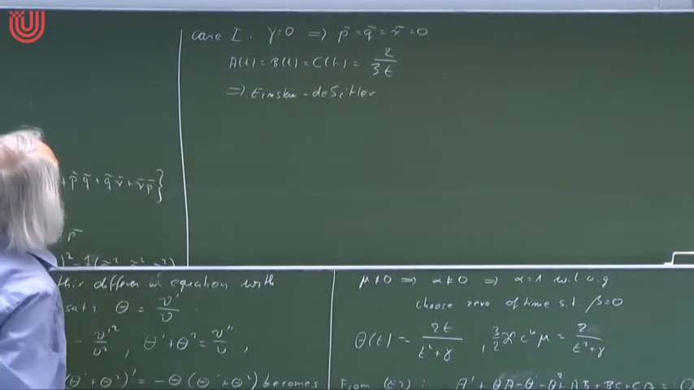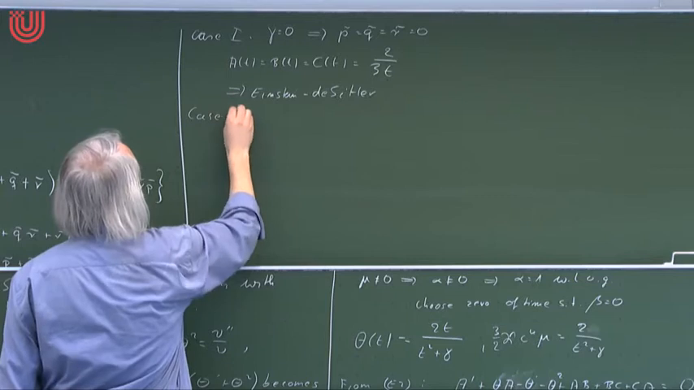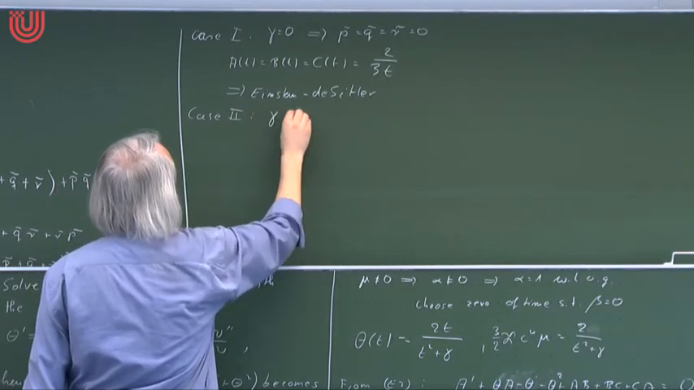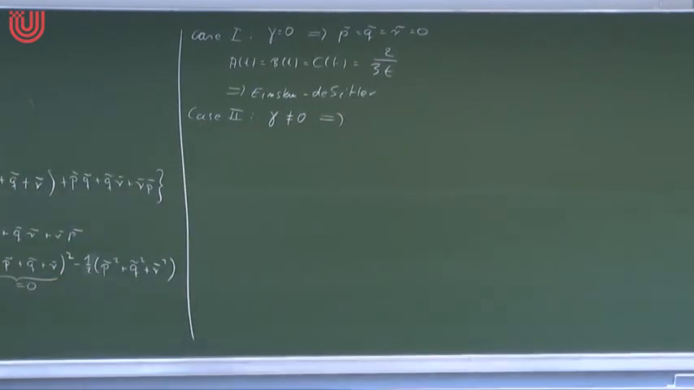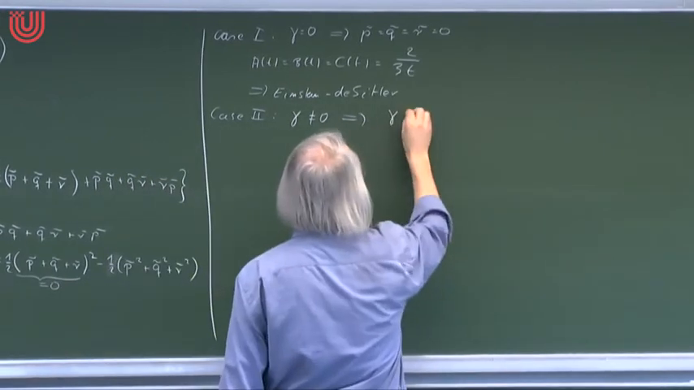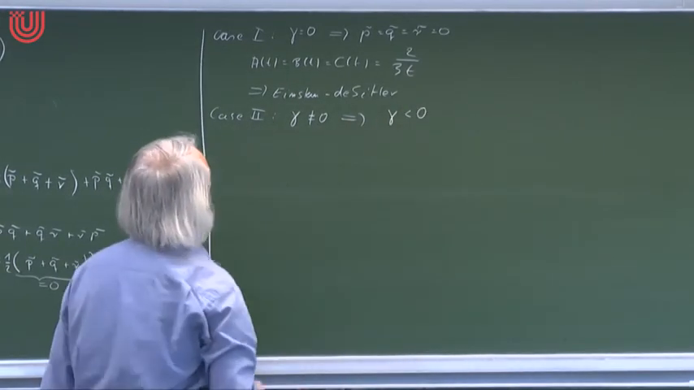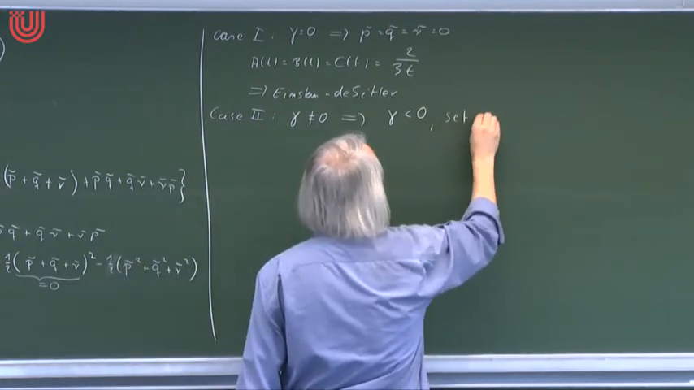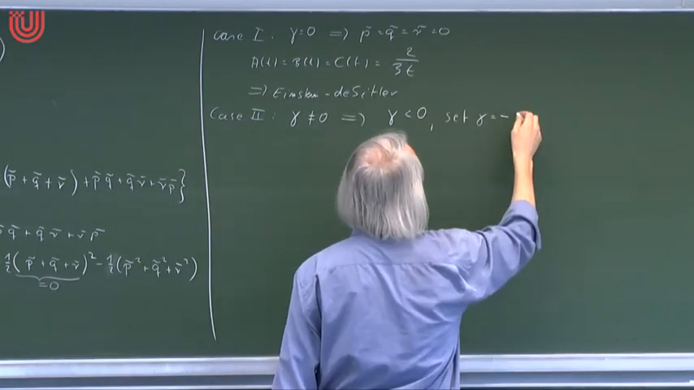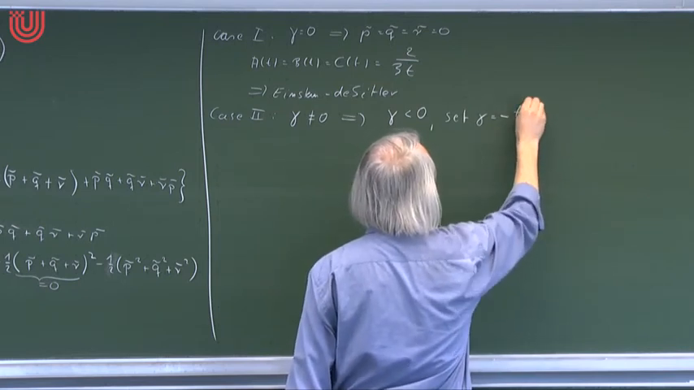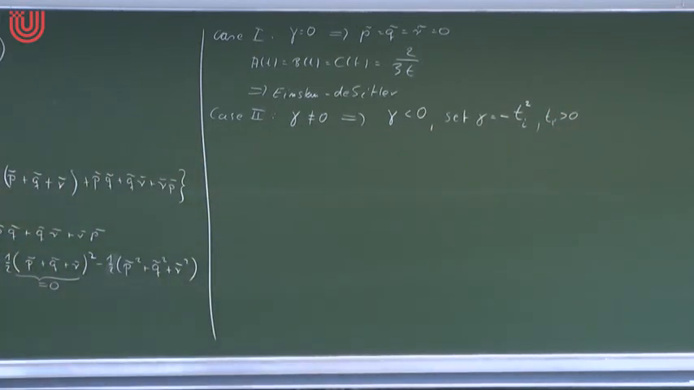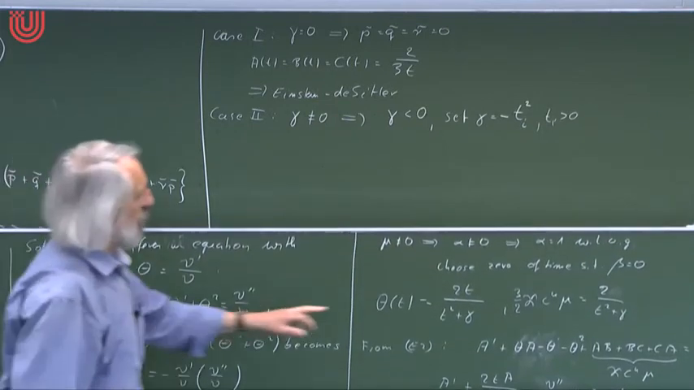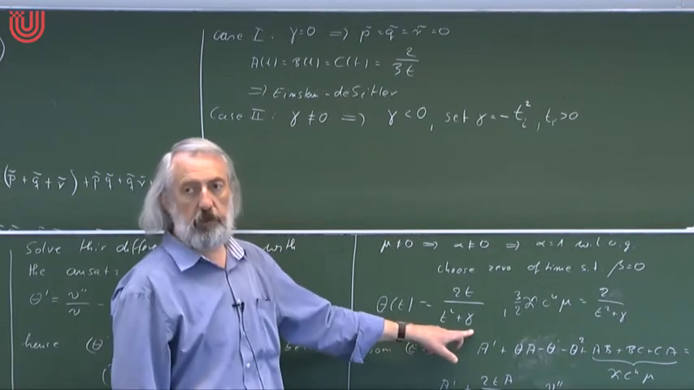So case 2, the case we are interested in, is gamma different from 0. Because it's a sum of 3 squares with a minus sign, we must have gamma strictly smaller than 0. So we can write gamma as minus some square, which is positive, and let's call this t_i squared, where t_i is bigger than 0. Actually, you can read from the expressions for theta, for instance, from this expression, that gamma must have the dimension of a time squared.